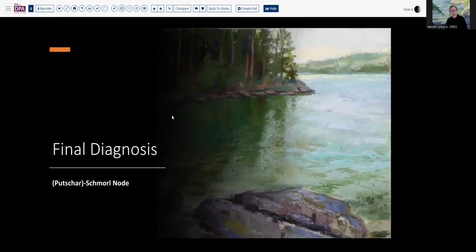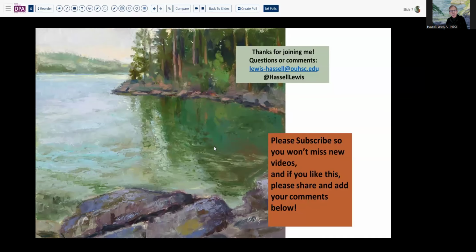A very brief look at a bone lesion, as we've affectionately termed them, the Putschar-Schmorl node. So we hope you enjoyed that, and that when you encounter that at autopsy or in some other scenario in your clinical practice, it won't throw you for a loop.